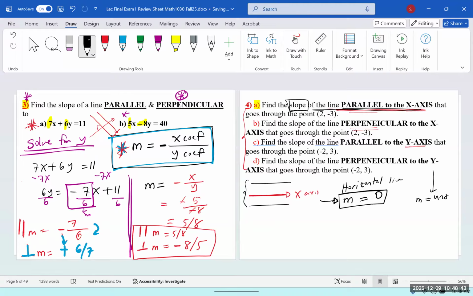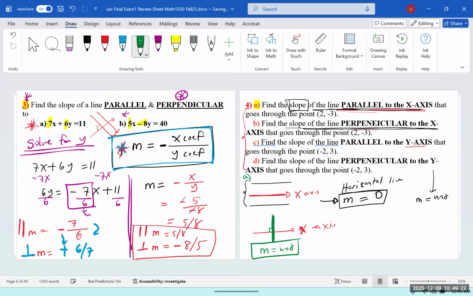In the next one, they're asking to find the slope of the line perpendicular to the x-axis. So you're going to draw your x-axis and then draw a perpendicular line. Perpendicular lines intersect at 90 degrees. That means the line we have here is a vertical line. So the slope of any vertical line is undefined. You're just going to write the slope is undefined. You don't need any math. You just draw the x-axis or y-axis and the parallel or perpendicular line.